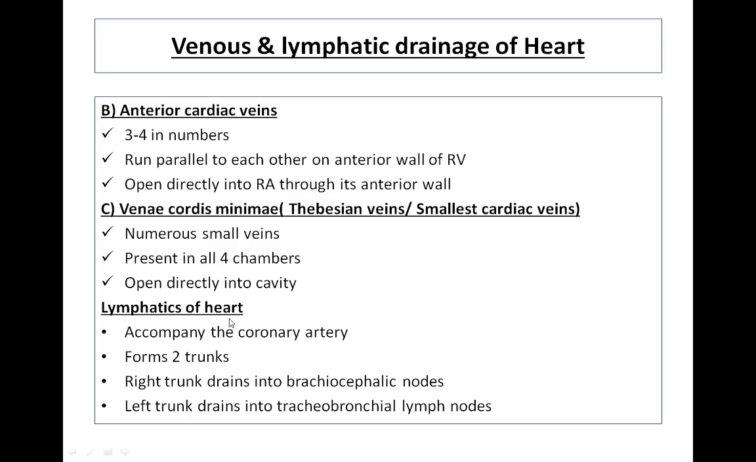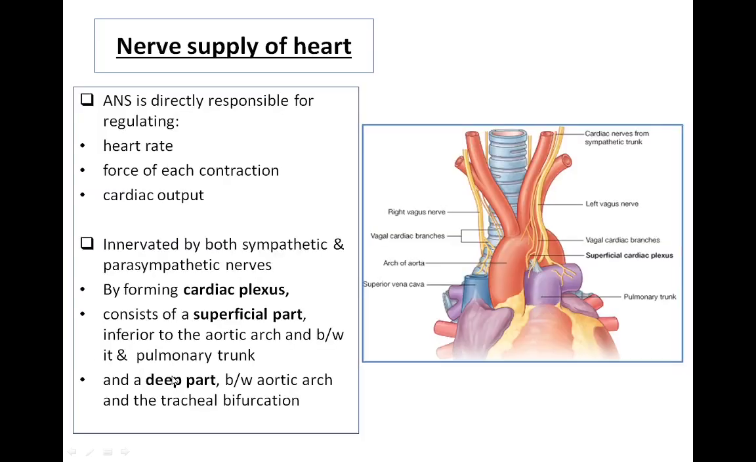Then lymphatics of the heart, which accompany the coronary arteries. They form 2 trunks. The right trunk drains into the brachiocephalic nodes and the left trunk drains into the tracheobronchial group of lymph nodes. So if something happens on the right side of the heart, it ultimately goes to the brachiocephalic group of lymph nodes. If it is from the left side, it goes into the tracheobronchial nodes, between the trachea and the bronchus.